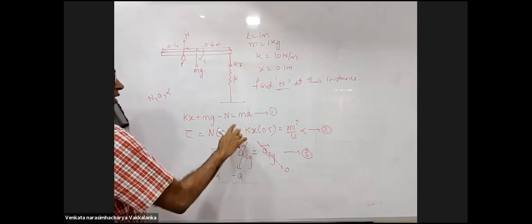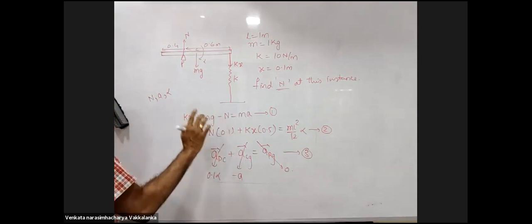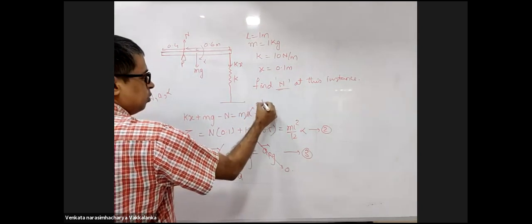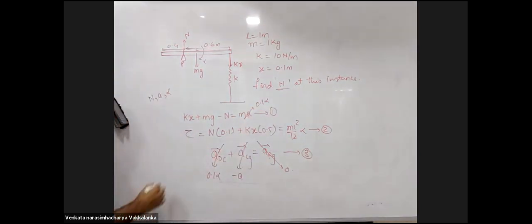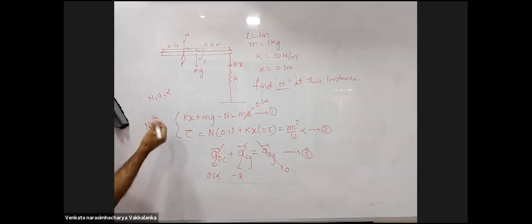Substitute here A is 0.1 alpha. I have only two equations and two variables, N and alpha. Eliminate alpha, you will get N.